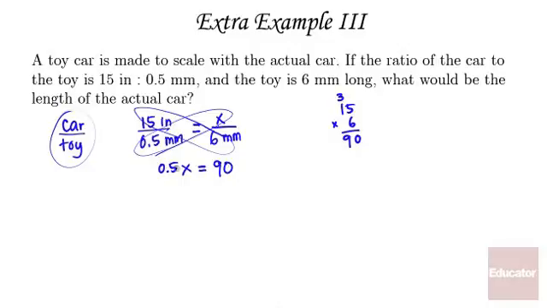Now again, I want to know what I have to multiply by 0.5 to give me 90. So then I would have to divide by 0.5. If I make this into a fraction, this is the same thing as divide, right? So again, this is 90 divided by 0.5. I'm going to do that right here. 90 divided by 0.5. Okay, make sure that this top number is inside the house, okay?